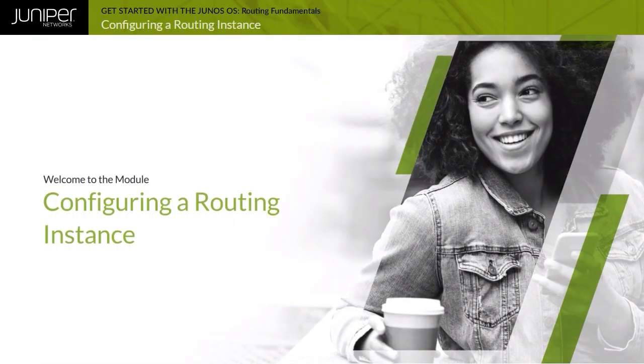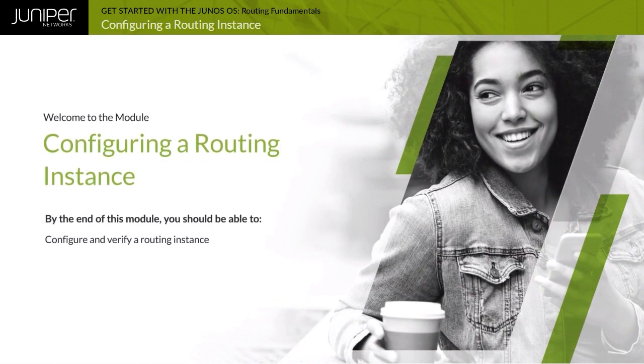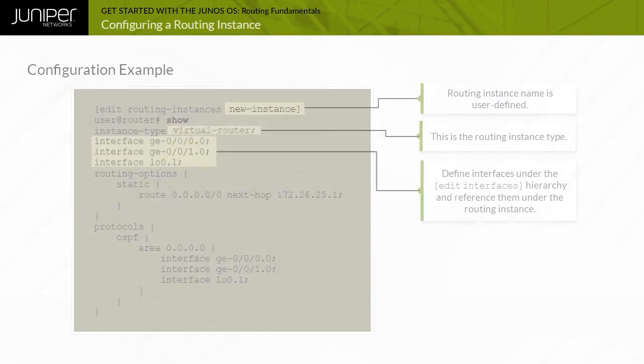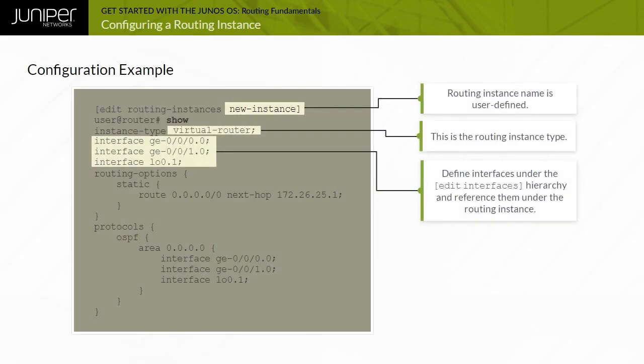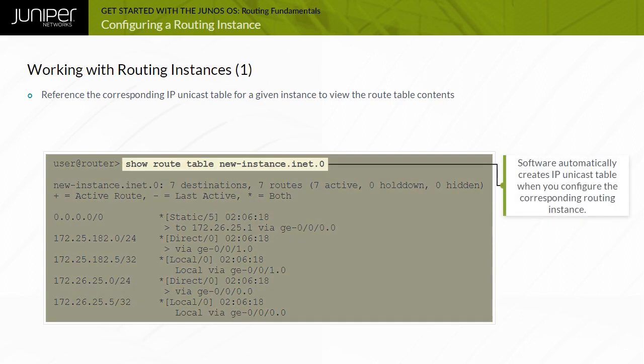Welcome to the Configuring a Routing Instance module. By the end of this module, you should be able to configure and verify a routing instance. The example illustrates basic routing instance configuration. Once you configure a routing instance and the device learns the routing information within the instance, Junos OS automatically generates a routing table. If you use IPv4 routing, the software creates an IPv4 unicast routing table.